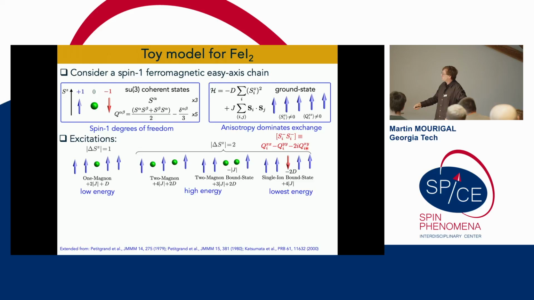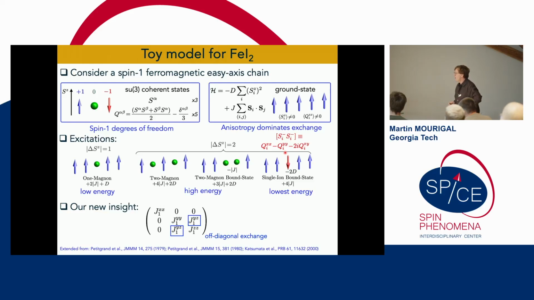And what is special about the spin 1 system, with this type of anisotropy, is that you can also create what people call the single ion bond state, which is a double spin flip on a single site. Okay? So all these excitations can live in principle in the system. And if you want to, you can think about this excitation as quadrupolar because you act with the spin minus operator twice on the same site. Essentially all of this was known.